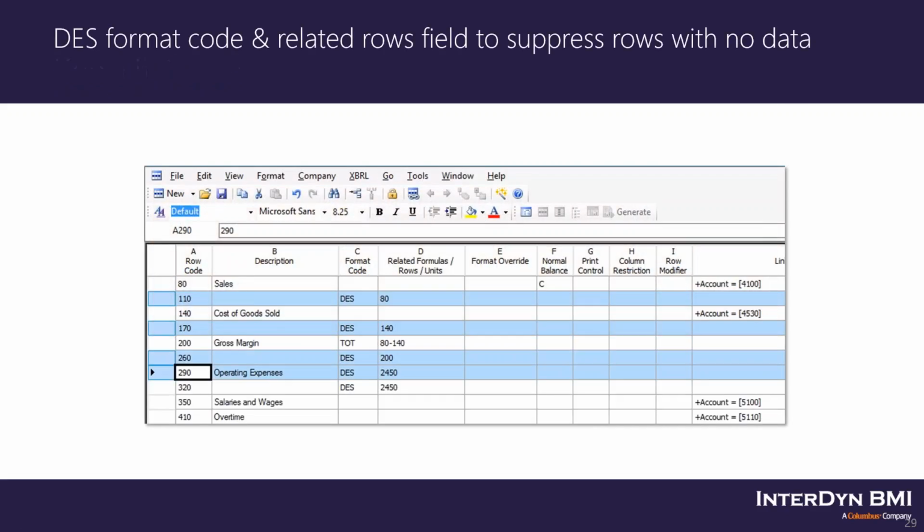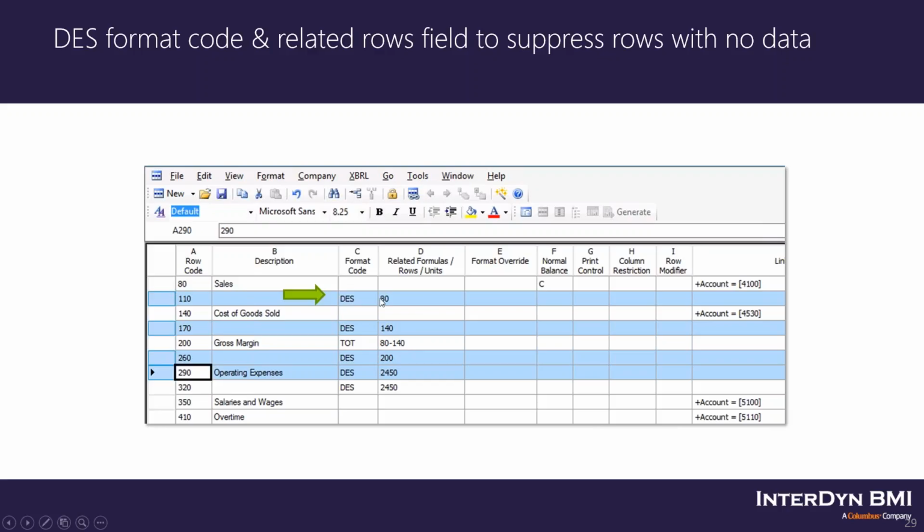So the first tip we're going to talk about is using these description lines. You'll notice here in row 110, we have a description line, and then in column D, we're relating it to row 80. Column D says related rows, formulas, rows, and units. The related rows part comes into play when you're talking about description lines and TOT lines. You'll notice here in our TOT line, we're using the row codes to create a formula.